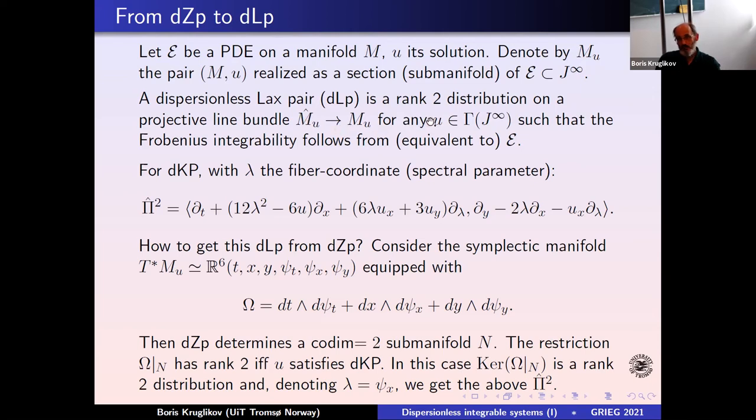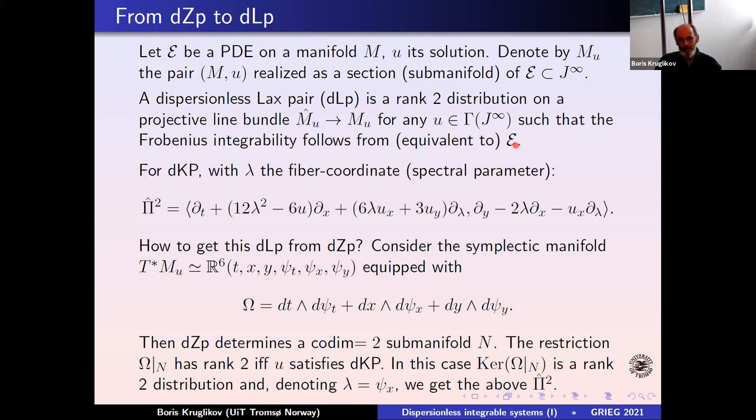So far it's just defined for any function u, with no restriction. Maybe I wrote it a bit more complicated. Actually, I meant a holonomic section, such that the Frobenius integrability condition follows from, or in good cases is actually equivalent to, the condition that u is a solution to the equation E.